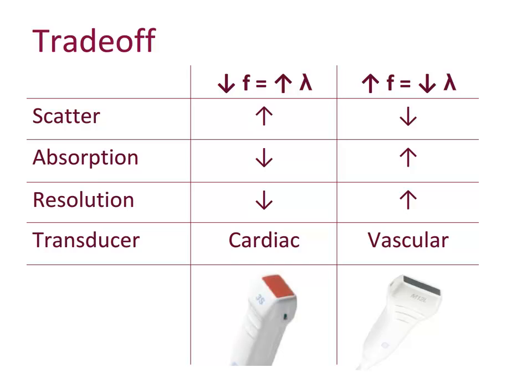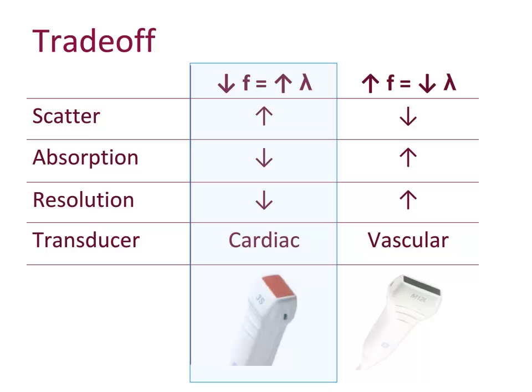Therefore, there is a trade-off between frequency and wavelength, which makes it necessary to use different transducers and different frequency settings for different applications. If we use a high-frequency transducer, such as a vascular probe, we expect to have more absorption, therefore less depth, but also we expect to have less scatter and higher resolution.